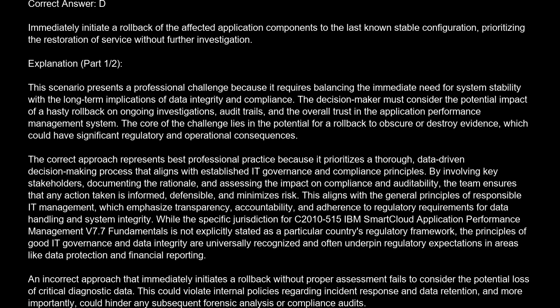This aligns with the general principles of responsible IT management, which emphasize transparency, accountability, and adherence to regulatory requirements for data handling and system integrity. While the specific jurisdiction for C2010-515 IBM SmartCloud Application Performance Management V7.7 Fundamentals is not explicitly stated as a particular country's regulatory framework, the principles of good IT governance and data integrity are universally recognized and often underpin regulatory expectations in areas like data protection and financial reporting.